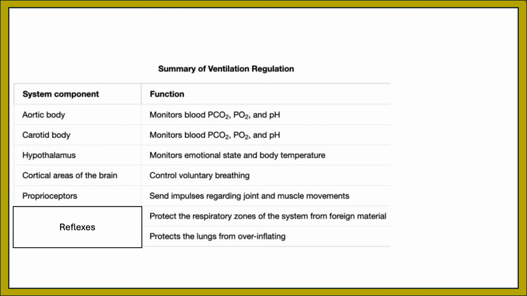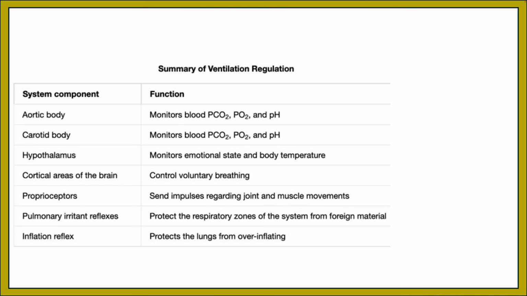Proprioceptors are going to be sending impulses regarding joint and muscle movements, where if you're moving more, that's going to indicate that you need to increase the rate of breathing. And then you have certain reflexes. So you have the pulmonary irritant reflex that affects respiratory zones of the system from foreign material, and the inflation reflex, which is going to prevent your lungs from overinflating.